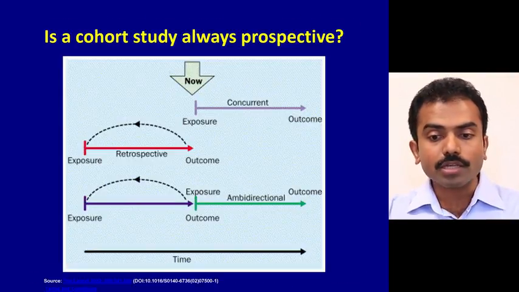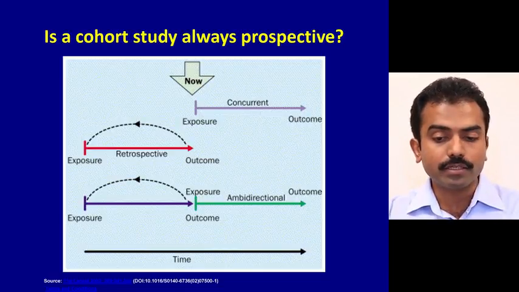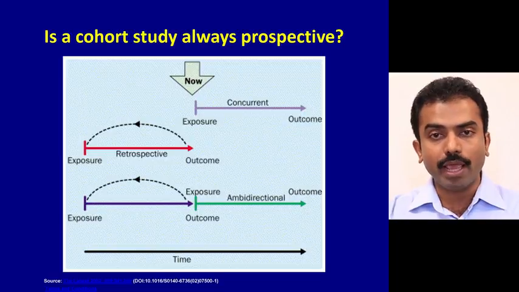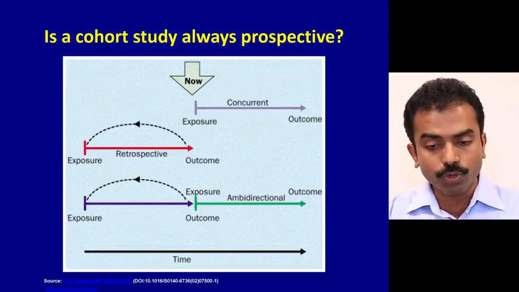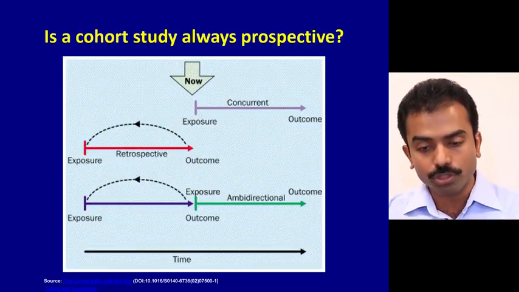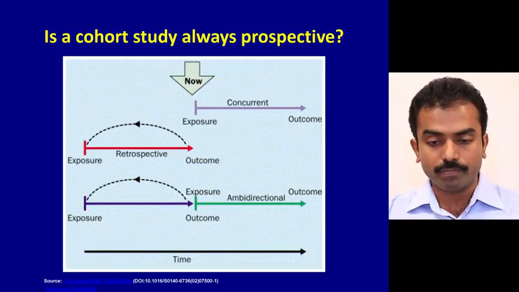Now, is a cohort study always prospective? Not necessarily, and it's well illustrated in this diagram here. If you begin your study today, if you put together your cohort today and follow up prospectively in future, then it becomes a prospective cohort study or a concurrent cohort study.